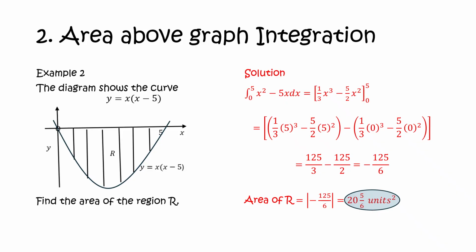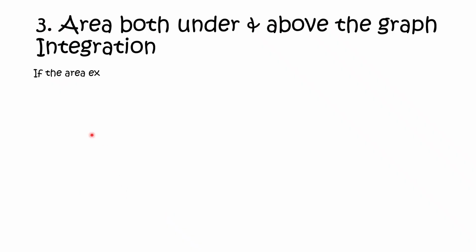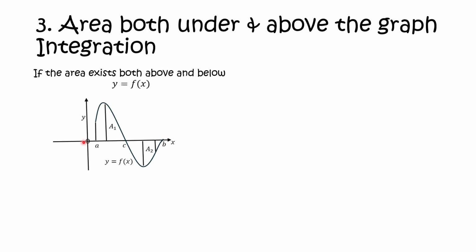Great. So now let's look at another situation. We have another situation where we have the very same graph passing through the x-axis, so above the x-axis and below the x-axis. How would we find this area, given such a situation?